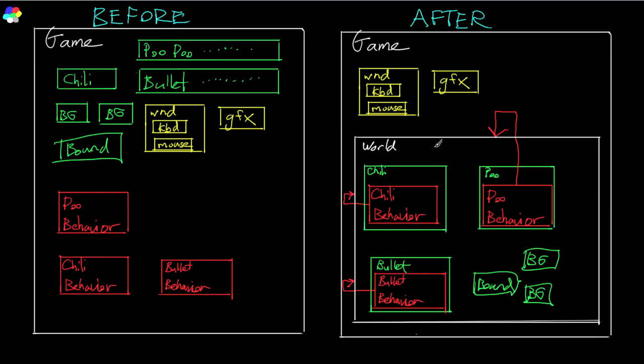Number one is in a real game, you're going to have more going on than just the actual core gameplay field. Like, right now we have our core gameplay field. Chili moves around, he shoots bullets, he hits poos, right? But in a game, you might have other kinds of screens, other kinds of modes. You're going to have a title screen, right? And that's going to have completely different code than the world. It should be a different class.